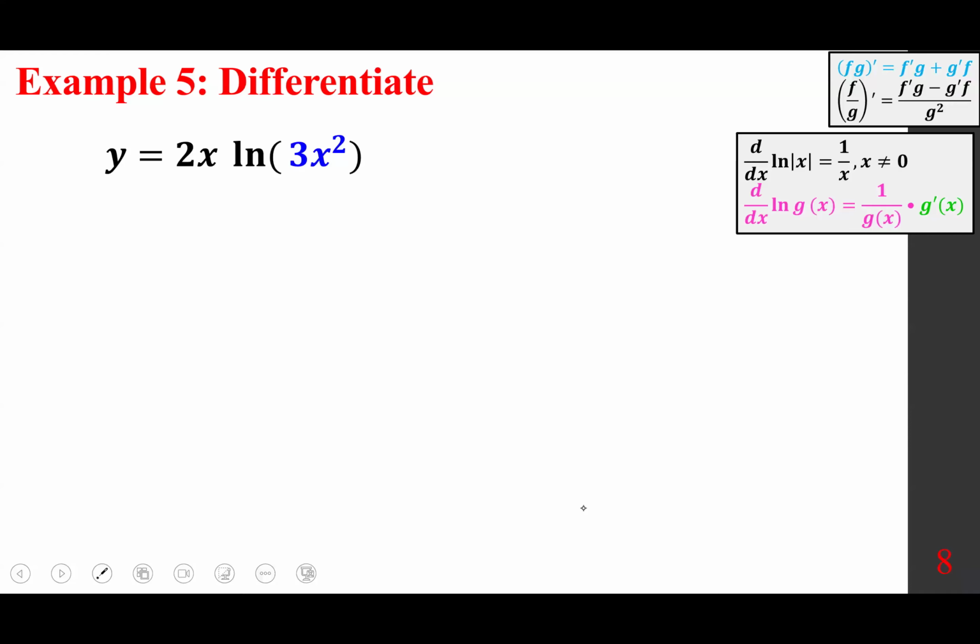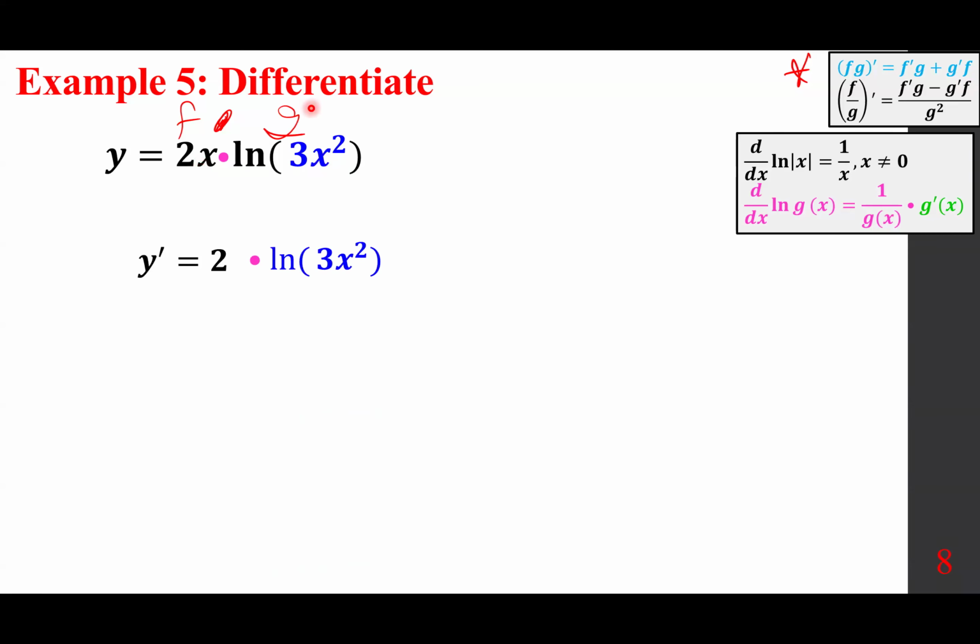Differentiate y equals 2x times ln of 3x squared. Although we can simplify and decompose a natural log, because this requires a product rule to start with, it's not going to make it any simpler. So let's put the raised dot to show that we are going to use the product rule. F prime g plus g prime f. F prime is 2. G is ln of 3x squared.